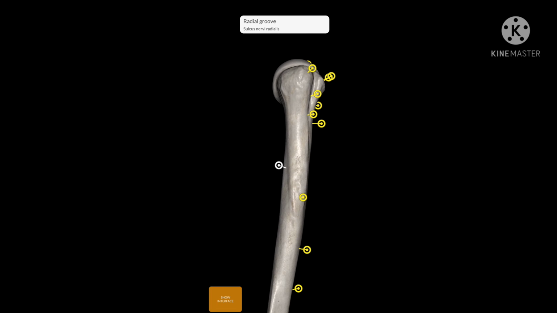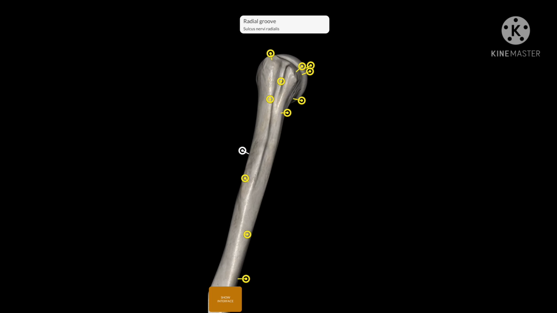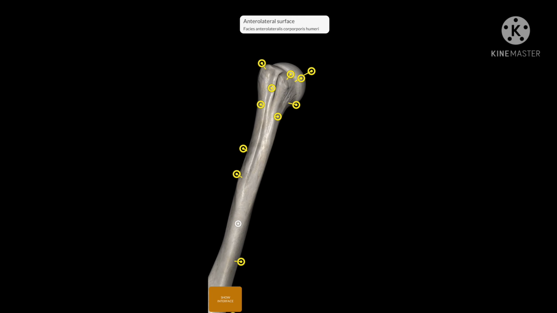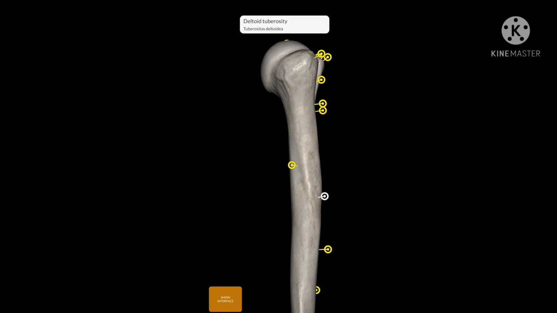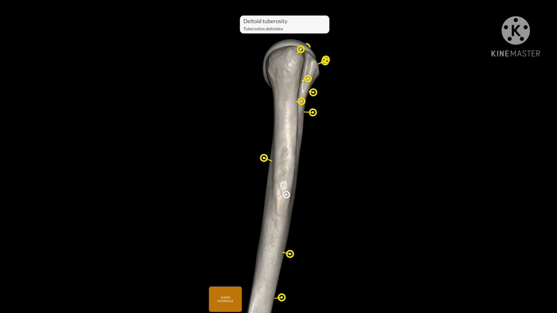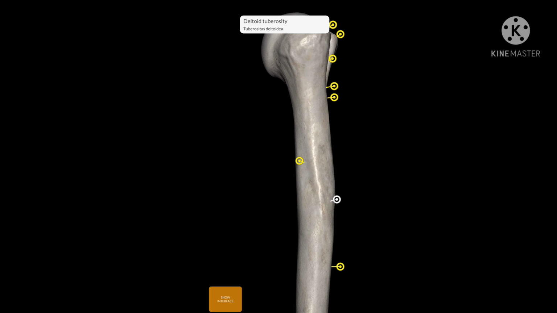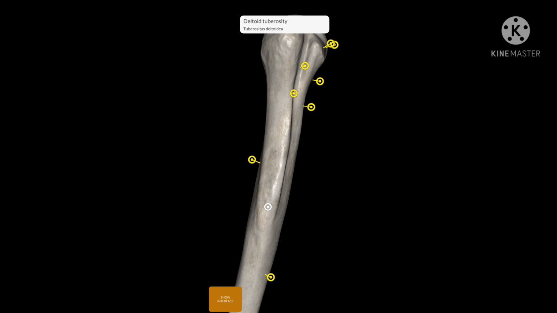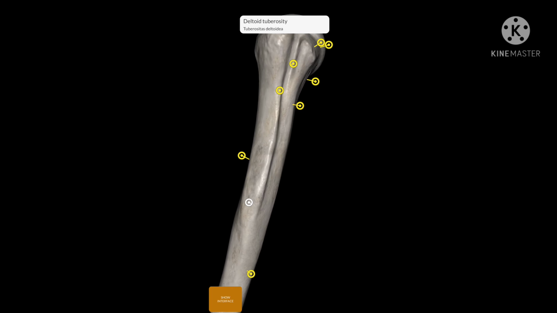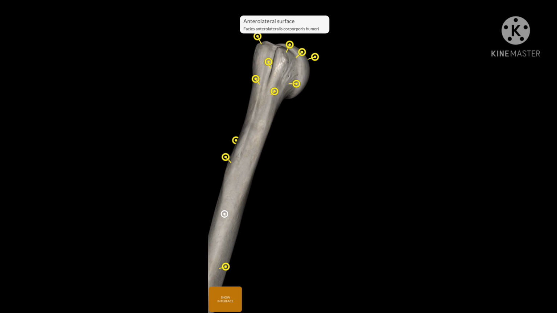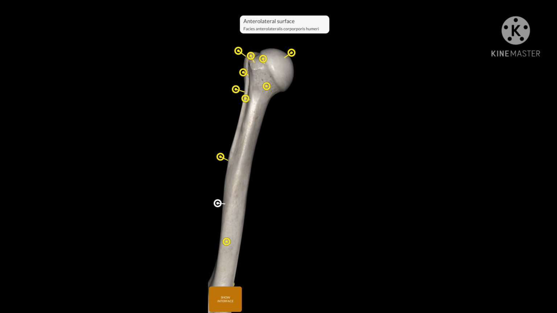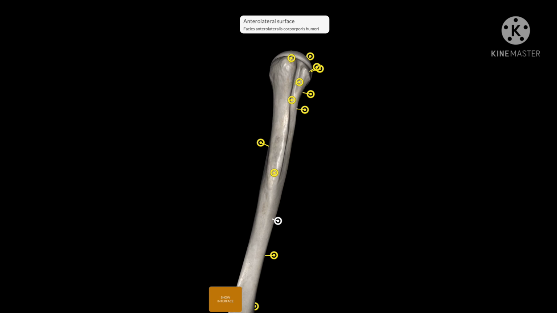And this portion is the radial groove. I hope you can see this is the radial groove, and this is the deltoid tuberosity, and this is the anterolateral surface. As you can see, there is the deltoid tuberosity. This one margin you can see, and this one on the front side. There is a grooved portion you can see on the screen, and this is the deltoid tuberosity. And this one is called the anterolateral surface, anterior and lateral.